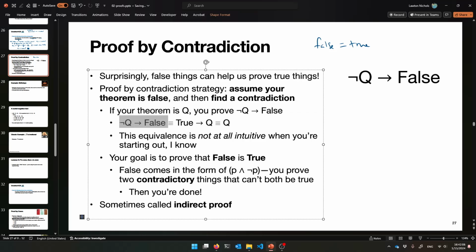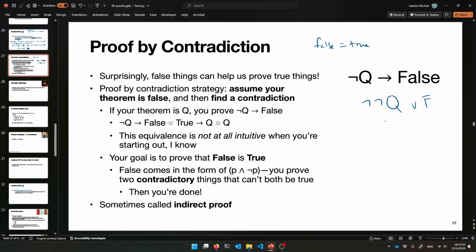All right, one way to show that this is a valid statement, that this is equivalent to your original theorem statement Q, because that's what you're really trying to prove. What is this? This is equivalent to doing the contrapositive. Negate this. True implies Q. Assume true. That's assume nothing. Implies Q. That's equivalent to just Q. Another way to do that is saying, all right, what's this? This is not the hypothesis, so not Q or false. And ORing with false does nothing, so that's just not Q. Double negation gives you Q. So this idea is equivalent to just proving your theorem.